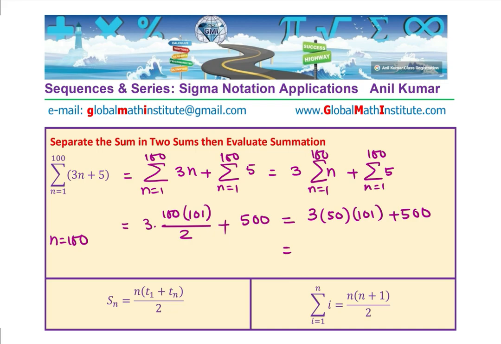So we have 3 times 50 times 101 plus 500. And that is again the same answer, which is 15,650, right? Make sense? So that becomes our second method of solving the same question.